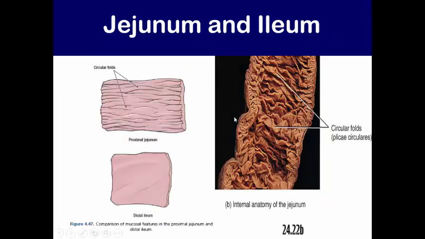Also, we can see here a cut section of the jejunum, and you can see here the thick circular folds of mucosa, which are called valvulae conniventes or plicae circulares. They are larger and more numerous in the jejunum than the ileum. This is the ileum.